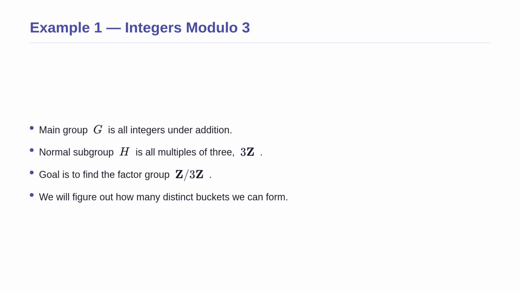Now that we have a strong visual understanding, let us apply this to our first concrete example, the integers modulo 3. Let the main group G be the set of all integers under addition. This is an infinite, massive group. Let the normal subgroup H be all multiples of 3, which we write mathematically as 3Z. Our goal is to find the factor group Z over 3Z and show exactly how its elements add together. We will do this by figuring out exactly how many distinct buckets we can form by shifting our subgroup.